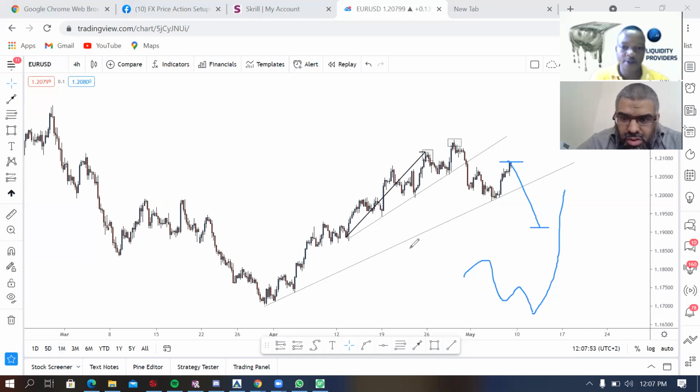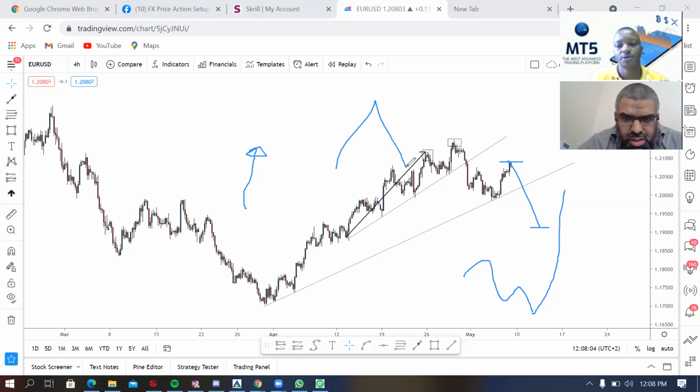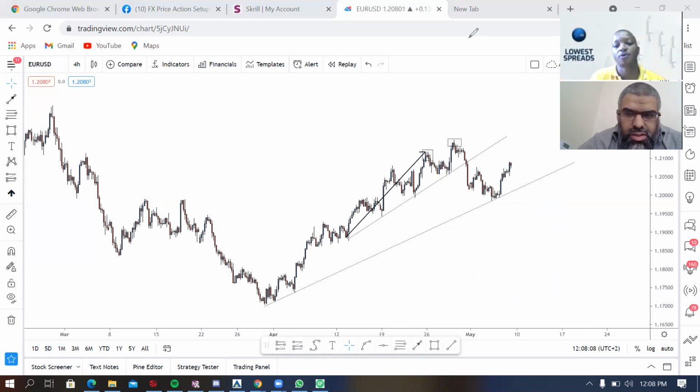So if gold, silver, and Euro USD move the same, if they're going up, they're going up together. If they're going down, they're going down together. But not on the same. You should analyze them all first before you can anticipate that. You cannot just sell and go in on that one.